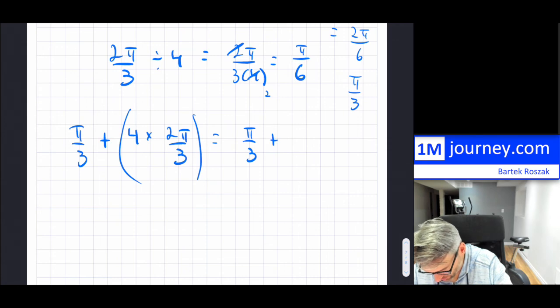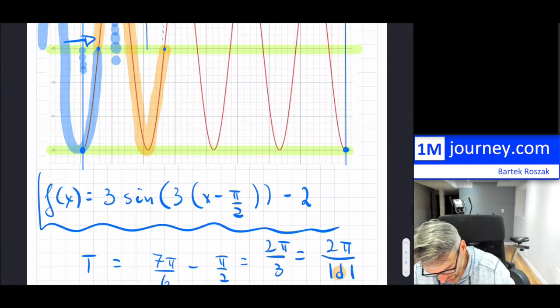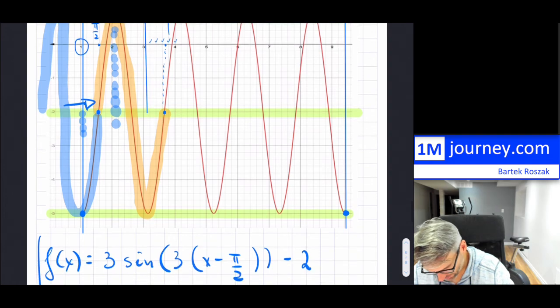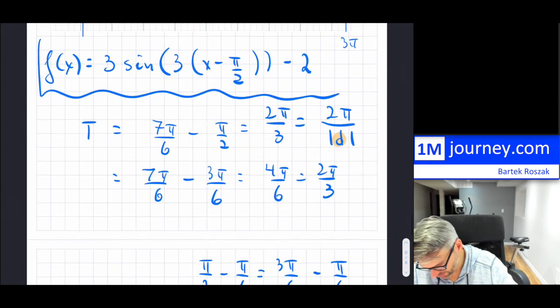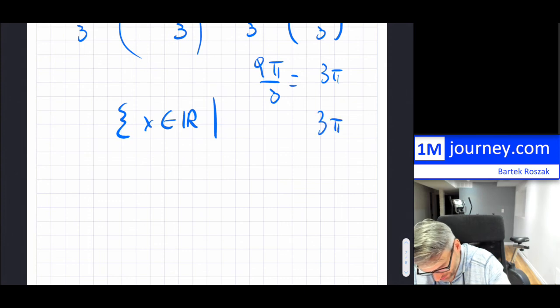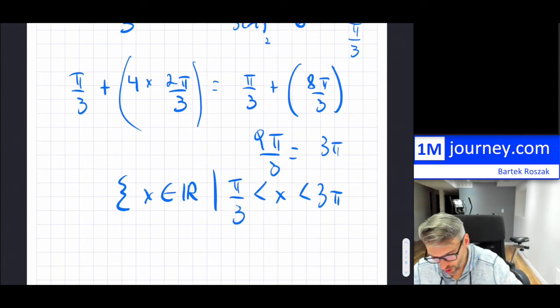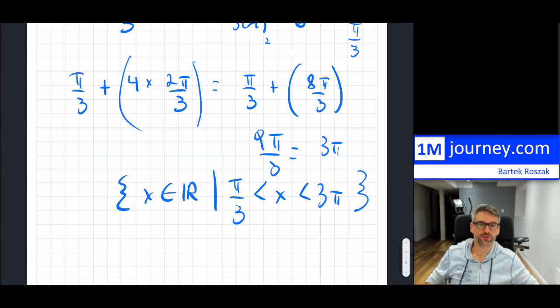With radians, sometimes working these things out is a little bit annoying. So this is 8 pi over 3, plus 1, which is 9 pi over 3, which is 3 pi. Okay, so that's 3 pi. So that means your domain, x, is going to be between pi over 3, as we said, and 3 pi. Holy moly.